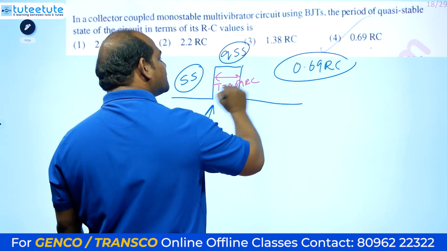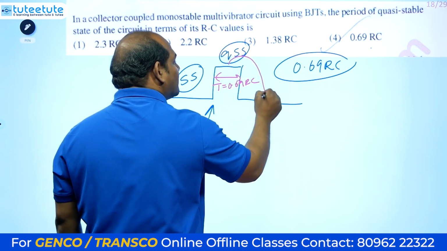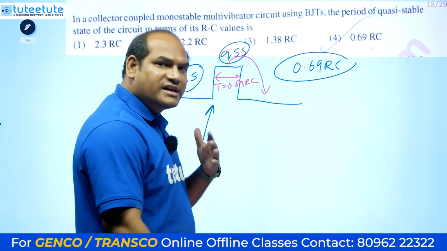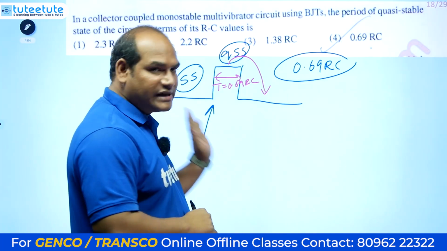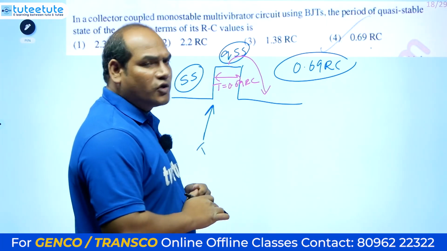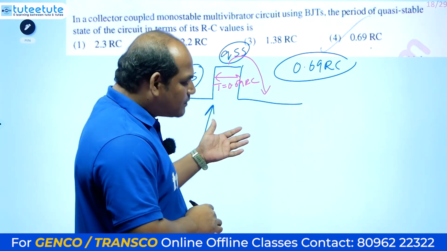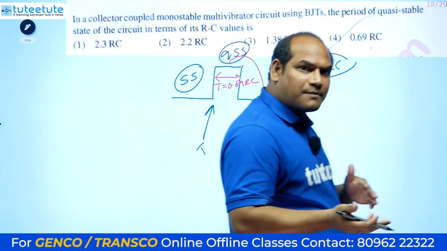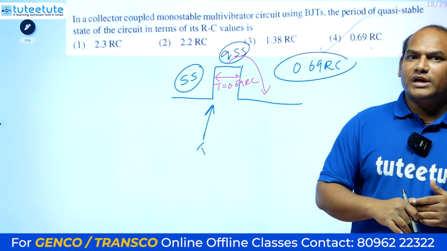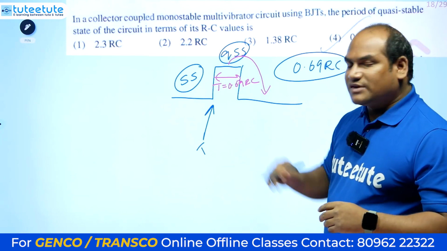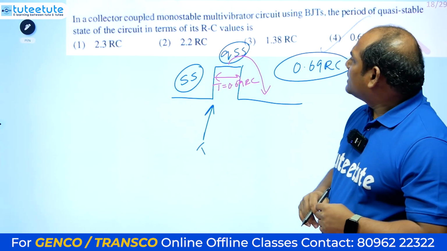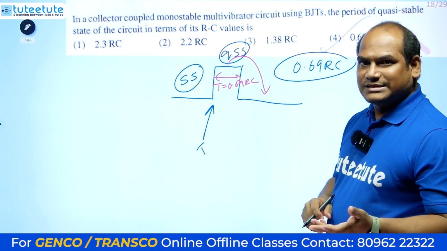After completing this much time, it automatically comes to the stable state. Here, triggering is not required. Triggering is required only when you want to change the stable state. That is what you need to remember. And in a monostable multivibrator, you have one AC coupling and one DC coupling. So trigger is required in order to change the state from the stable state, and then it will be available for 0.69 RC seconds.